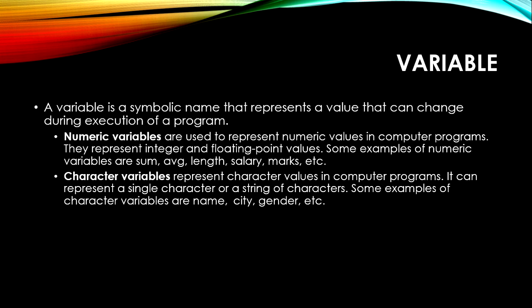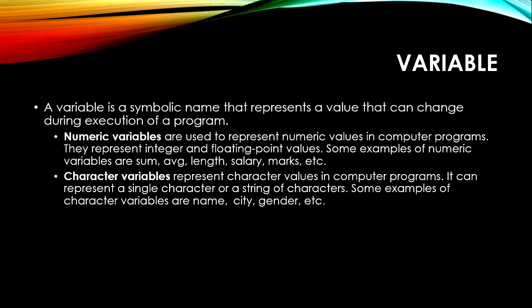The next is, what is a variable? A variable is a symbolic name that represents a value that can change during execution of a program. A variable has a name known as the variable name, and it holds data of various types. A number or any type of data held in a variable is called its value. It also indicates the types of values a variable can represent. Variables are of two types, numeric and character. First of all, we discuss numeric variables.